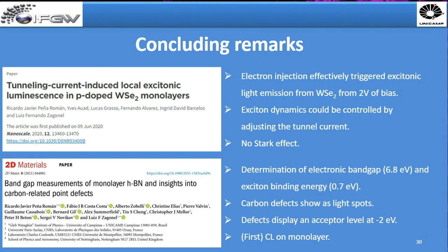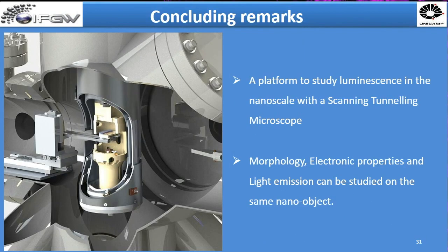And with that, my main point is that from a broader perspective, we think that the STM associated with some light emitting capabilities is really a great platform to study, on the same sample and possibly on the same region of the sample, morphological, electronic, and light emission properties of several kinds of nano-objects, including 2D materials and their defects, but also nanoparticles and other systems that can be of interest.